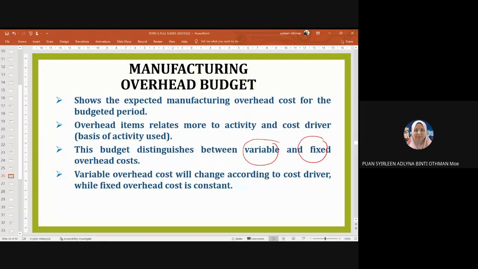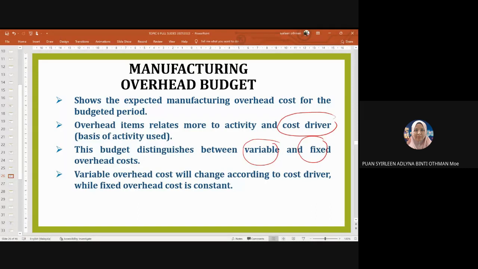MOH is derived from the cost driver kan. So let's say macam indirect materials atau indirect labor. Okay, that is your MOH. Tapi figure tu dia akan berbeza-beza ikut kepada the cost driver of the production. So let's say the cost driver is your production unit. So kita kena darab lah dengan production unit tu in order to get the variable manufacturing overhead. Okay, so once you can calculate the variable manufacturing overhead, kita akan add up to our fixed overhead cost. Lepas tu baru kita akan dapat total untuk manufacturing.